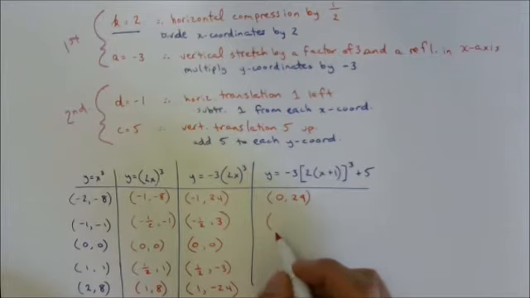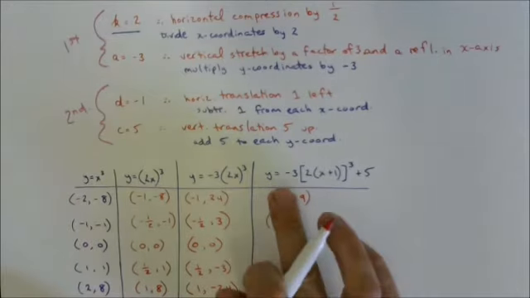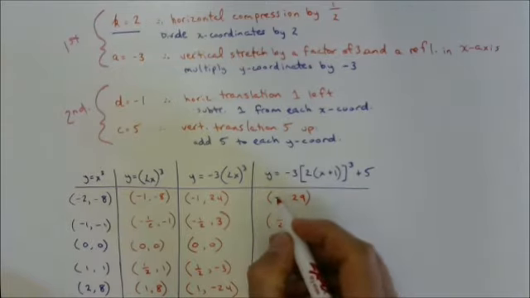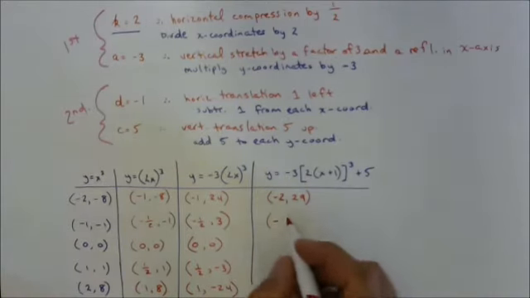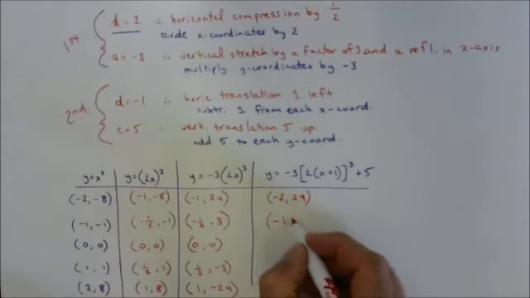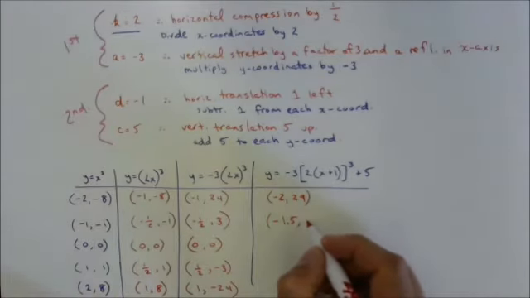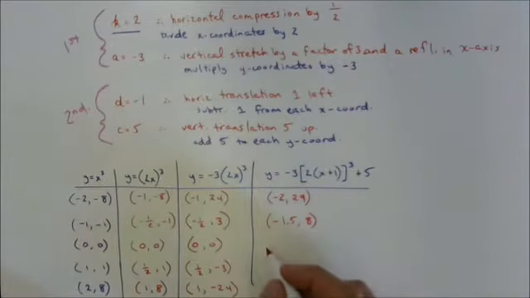Our next point turns into half. Add one or subtract? Oh, yep, you're right. It's supposed to take away. Okay, so -2, 29. Then we're looking at -1.5, and the y coordinate is 8. And then we're looking at -1, 5.